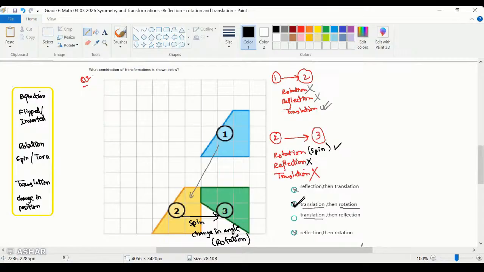So we can write the three possibilities and we cancel out what is impossible. Okay. If we cancel out what is impossible, we find out what is possible. Okay. Please do try the remaining questions.